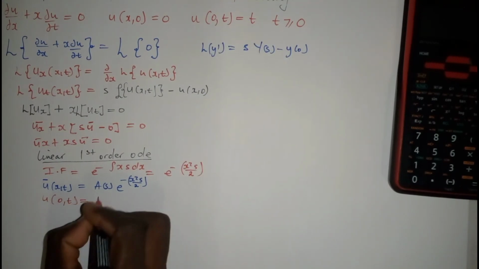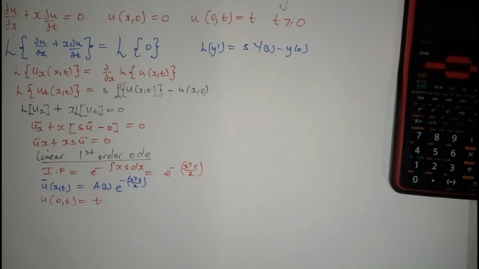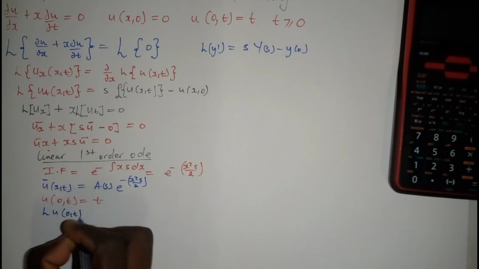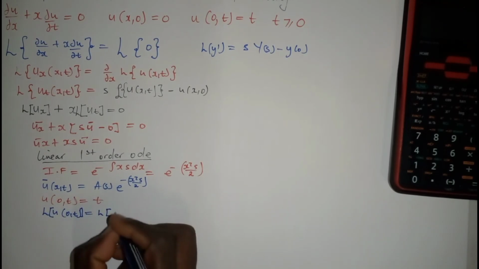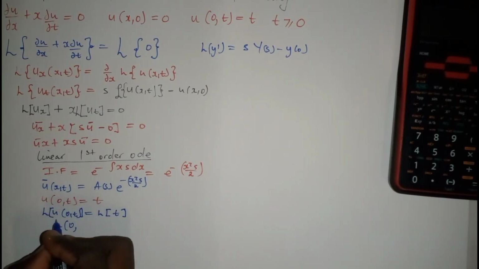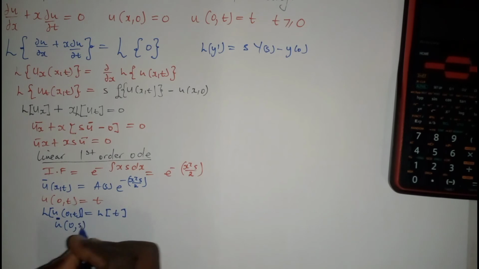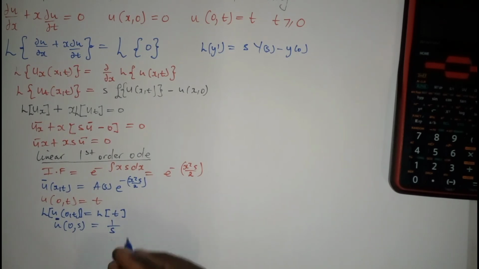u(0,t) equals t, and we're going to use this to find A(s). So let's take the Laplace transform on each side. We're going to take the Laplace of u(0,t) and the Laplace of t. This is now the Laplace transform, which we call u bar, so u bar(0,s). And for t, it becomes the Laplace transform of t, which we all know is 1 over s squared.